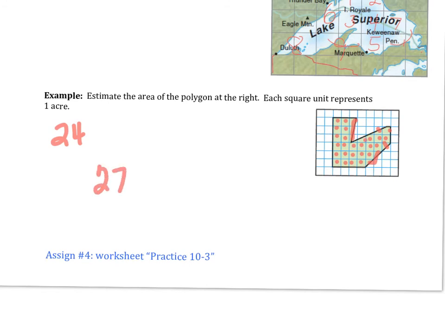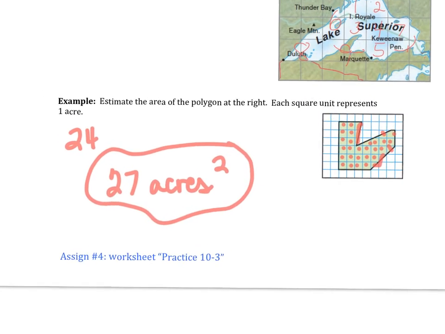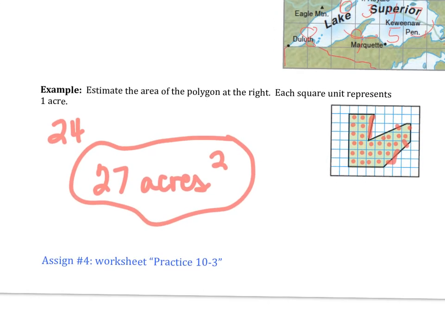So I've got 27 acres squared for my area there. Again, we're approximating that. You know, at the end there I could have counted a half here and a half there, but for the purposes of what we're doing, we're approximating that acreage. So it's about 27 square acres.